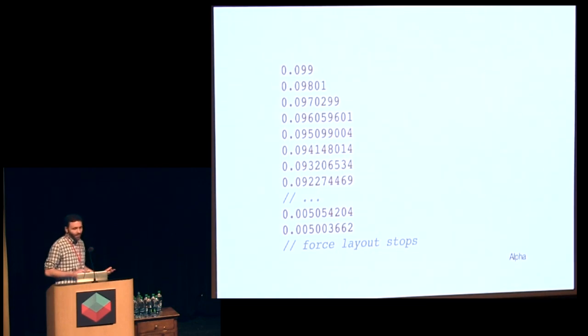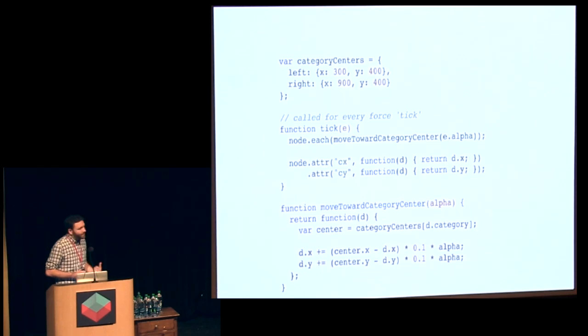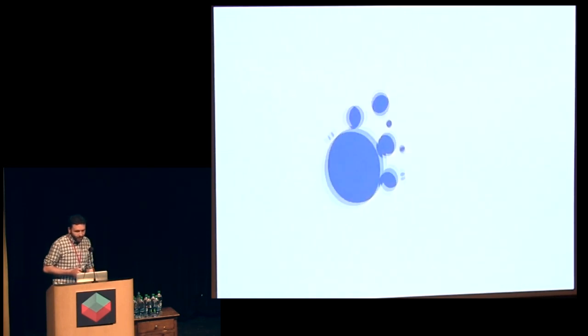So we can use this parameter, and here's the same code, but now we get to pass in the alpha into our move toward category centers. And with that small tweak, this is why it's a function returning a function, because it allows us to pass in variables without creating a global variable. We can pass them locally in here and have access to them in our closure down here. But with that small tweak, things now work as you expect.